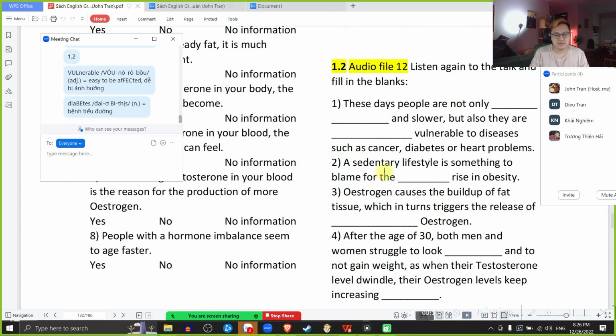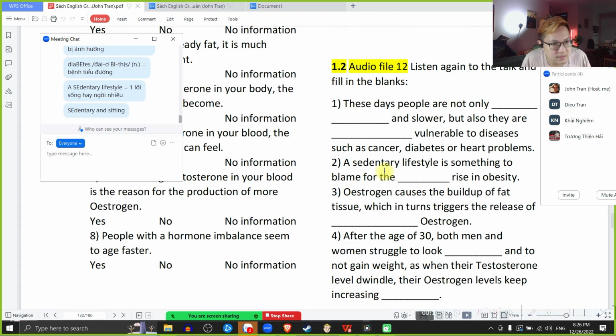Number 2, a sedentary lifestyle. A sedentary lifestyle, một lối sống hay ngồi nhiều. So sedentary, it's the adjective of sitting. Sedentary and sitting, you know. Nó là một cái tính từ biến thể của chữ sitting. Sedentary, sitting is related to each other, you know. A sedentary lifestyle means you have to sit a lot. Một cái lối sống mà có phải ngồi rất là nhiều.